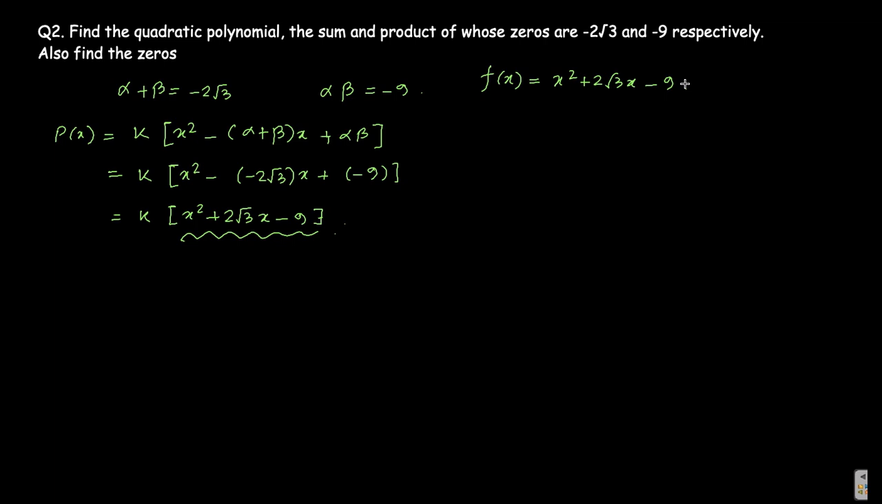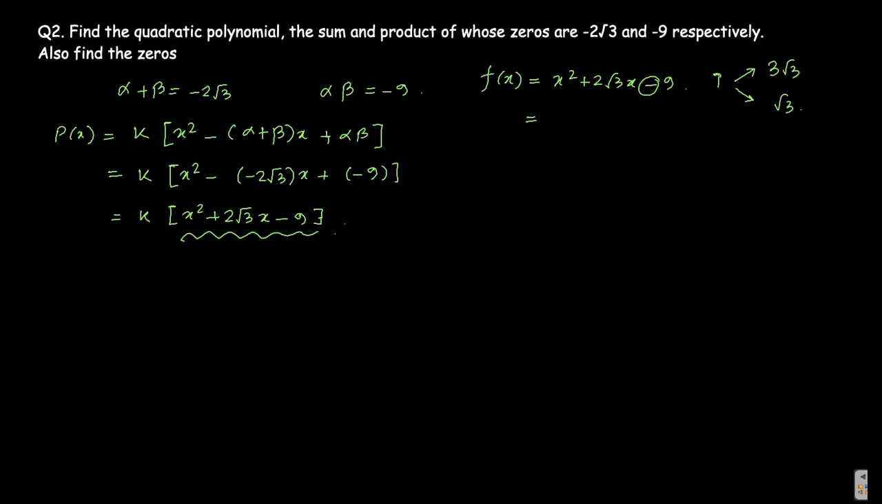So if f(x) is equal to x square plus 2 root 3x minus 9, to find the zeros we have to solve this by the middle term factorization. Here we have to split 9 in such a way that the difference between the two factors is 2 root 3. So we can make it 3 root 3 and root 3. 3 root 3 into root 3 becomes 9, and if we subtract root 3 from 3 root 3, it becomes 2 root 3.